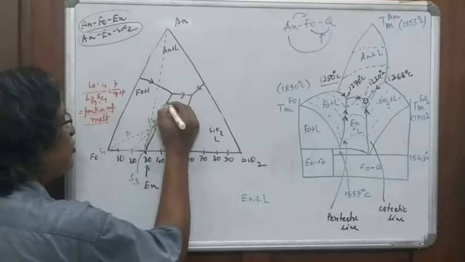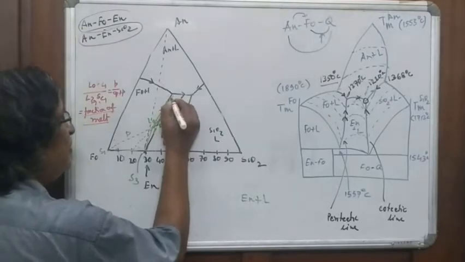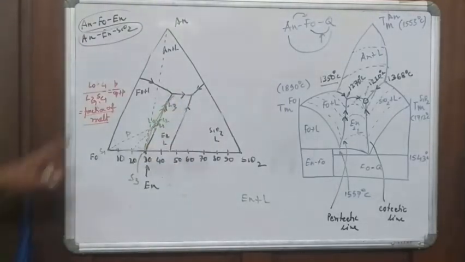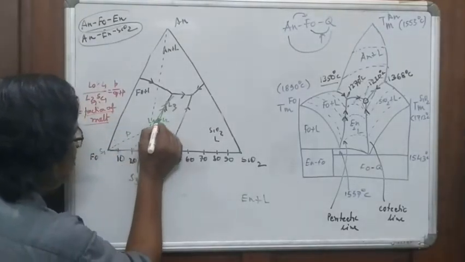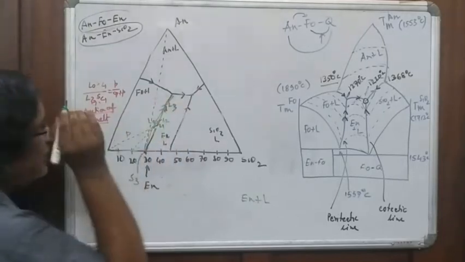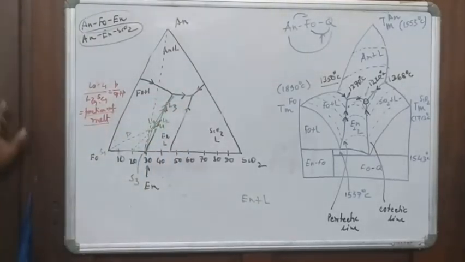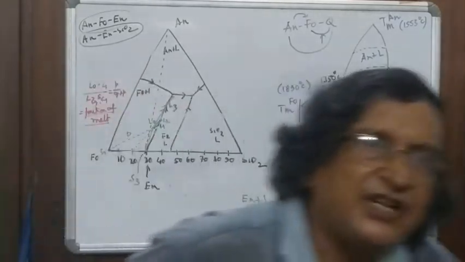So the melt has to move. Do you understand? The melt has to move into the, as you have got the enstatite here, it should move into the enstatite field. It has to precipitate now only enstatite.